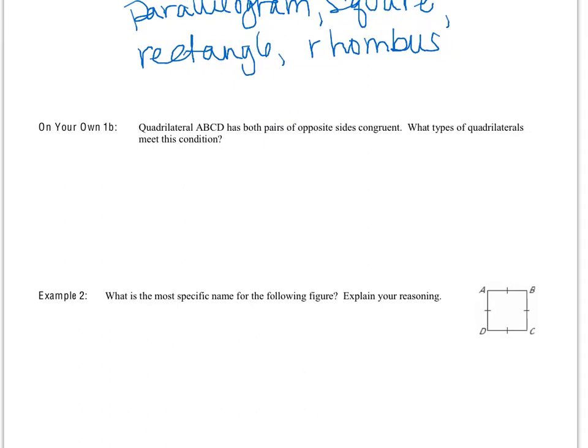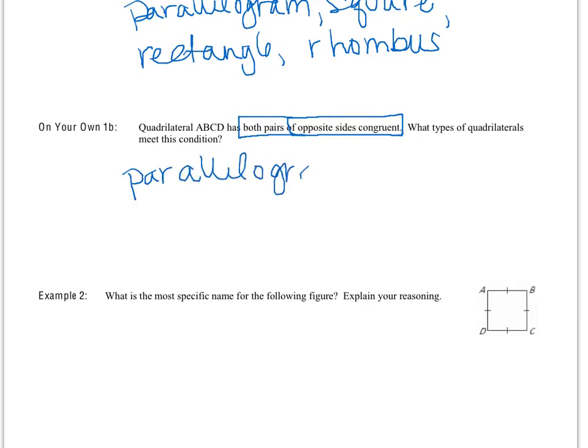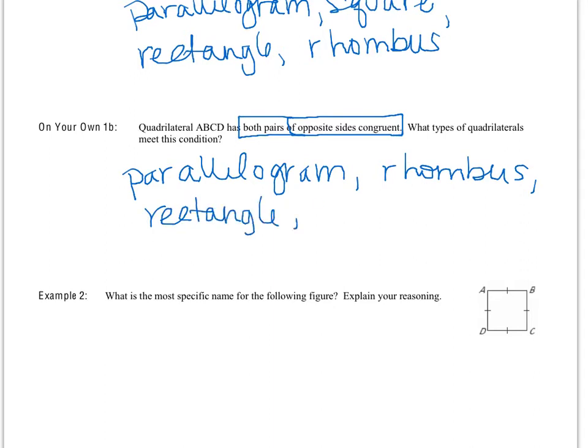All right, let's look at these last 2 here. It says quadrilateral ABCD has both pairs of opposite sides congruent. And again, both pairs of opposite sides congruent. What types of quadrilaterals meet this condition? Again, I suggest you pause it and try this one. Okay, so you should have found that, again, it's a parallelogram, a rhombus, a rectangle, and a square.